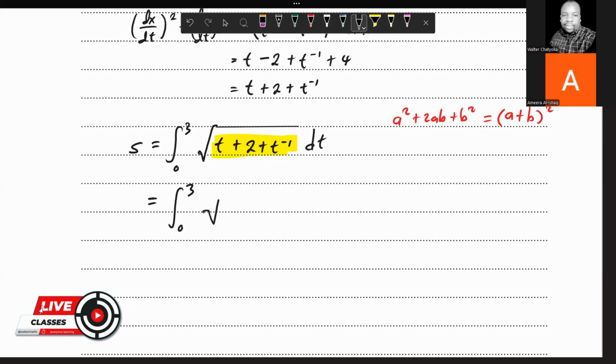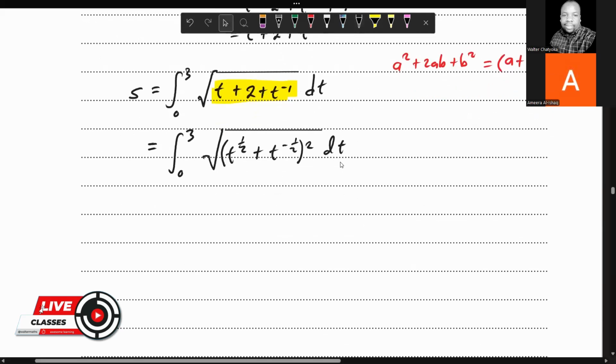It's more like we have the square root of t to the power of a half plus t to the power minus a half all squared, with respect to t. So when we square root this, we have the integral from 0 to 3 of t to the power of a half plus t to the power minus a half with respect to t. So it now becomes easier for us to integrate this.